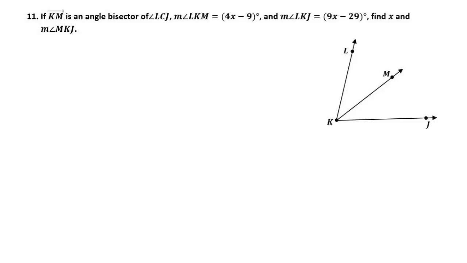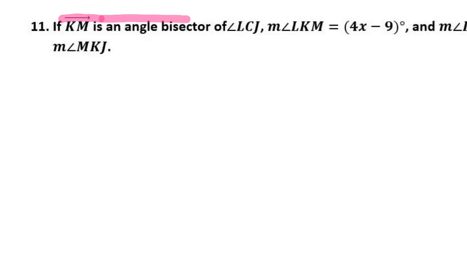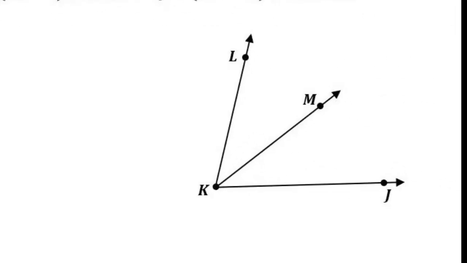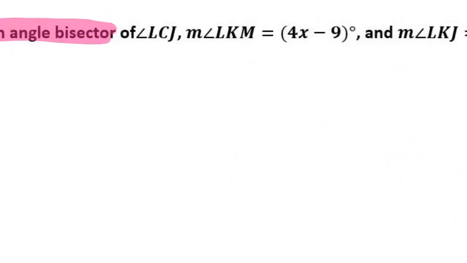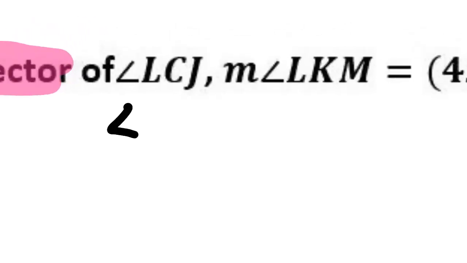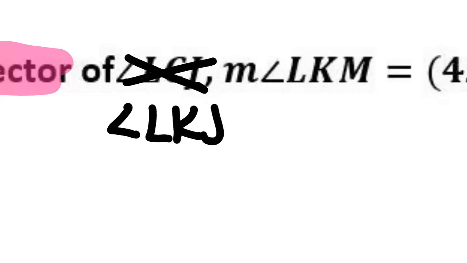Right. Let's look at number 11 now. It says KM is an angle bisector. Let's go find KM. Right here. It is an angle bisector of, and here we have a typo. Is there a point C anywhere in the picture? No. This is supposed to be angle LKJ, not LCJ. My finger slipped. I hit the wrong button.